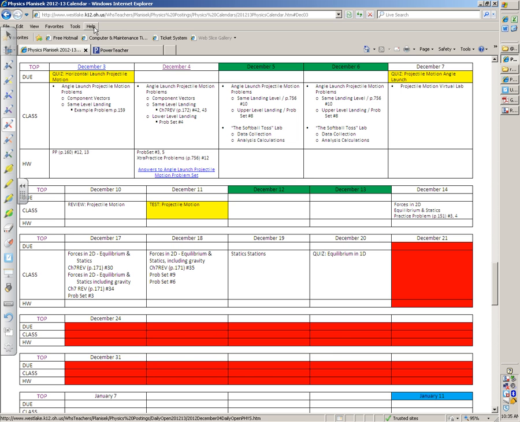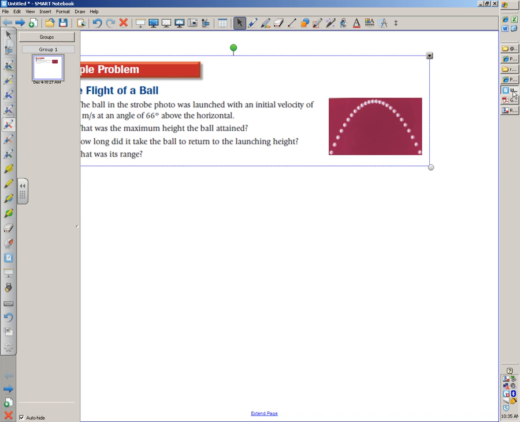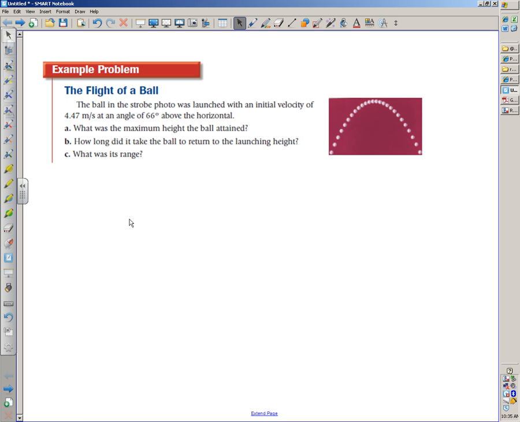So, today, we are going to continue on with the example problem that we started yesterday. This example problem shows up on page 159 of your book. Right in the middle of the page, there's a big section that says example problem. There it is. It says, the ball in the strobe photo was launched with an initial velocity of 4.47 meters per second at an angle of 66 degrees above the horizontal. And then there are three parts to this problem.